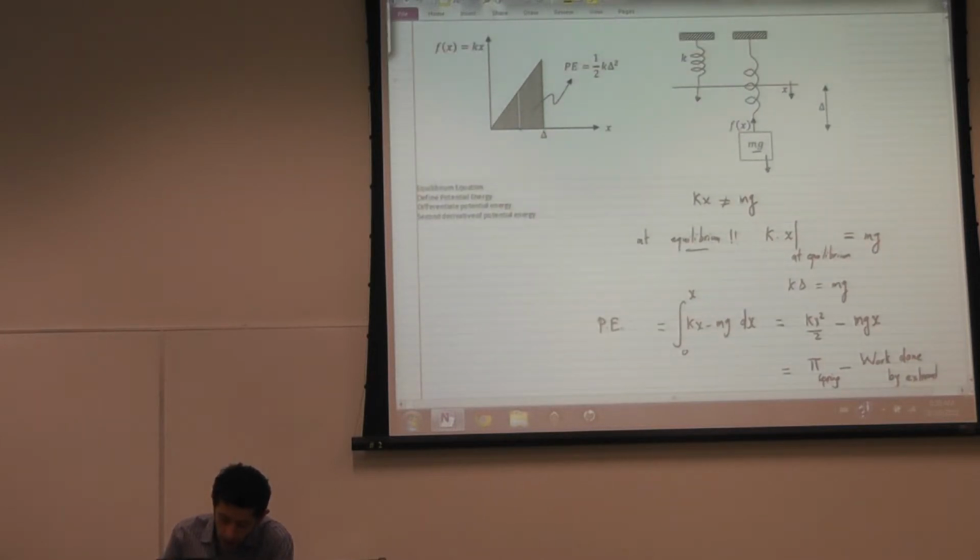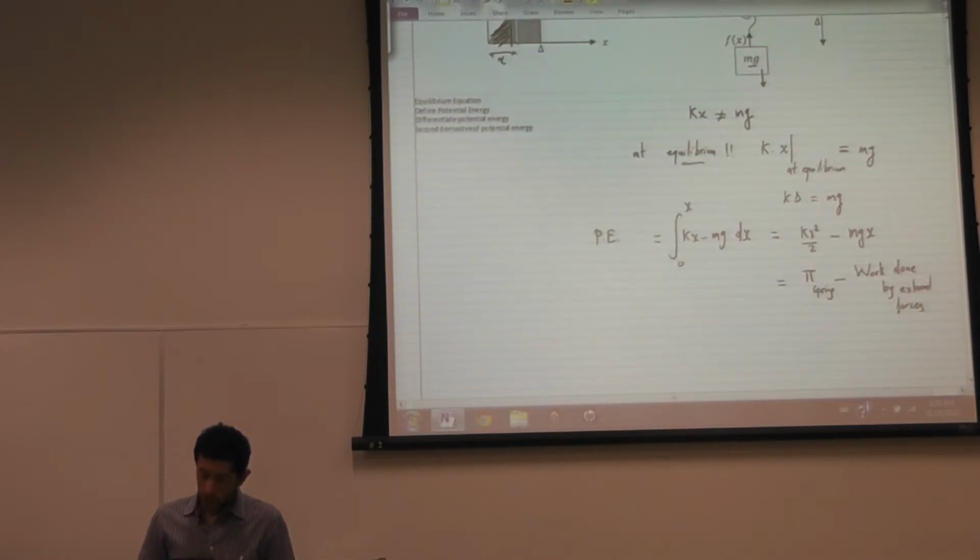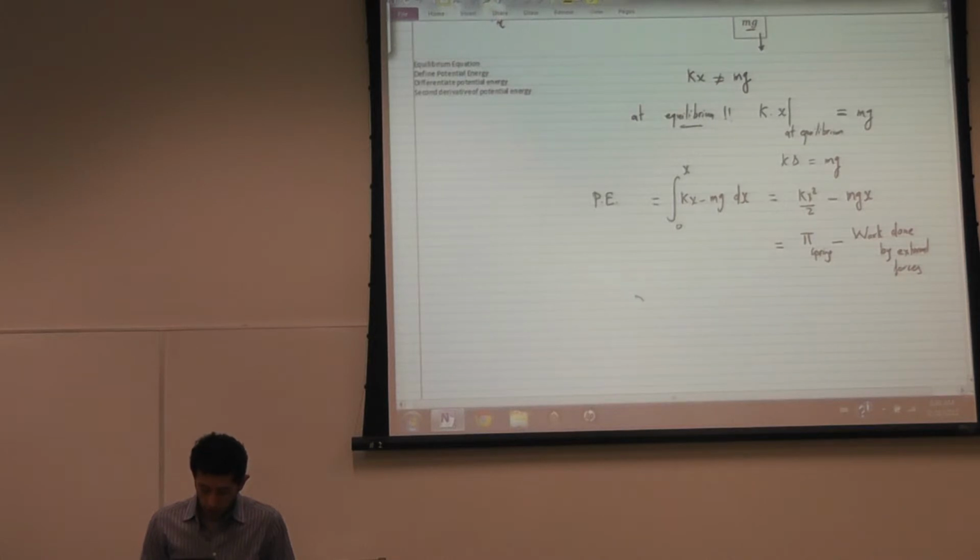Basically, for any x, this energy is equal to kx squared over 2. Because at equilibrium, kx or k delta is equal to mg, which means that at equilibrium, we have the partial of potential energy with respect to x equal to kx minus mg. When you substitute delta here, you get a 0.